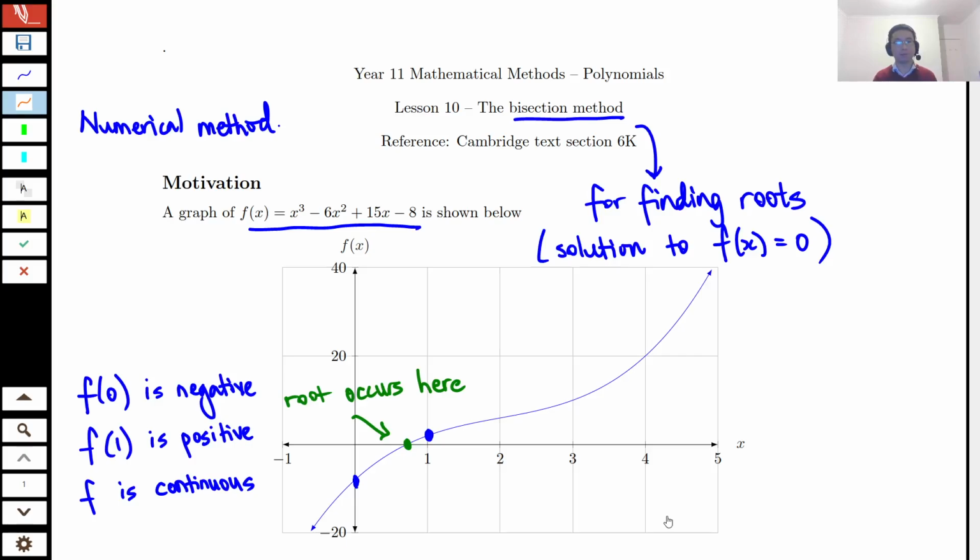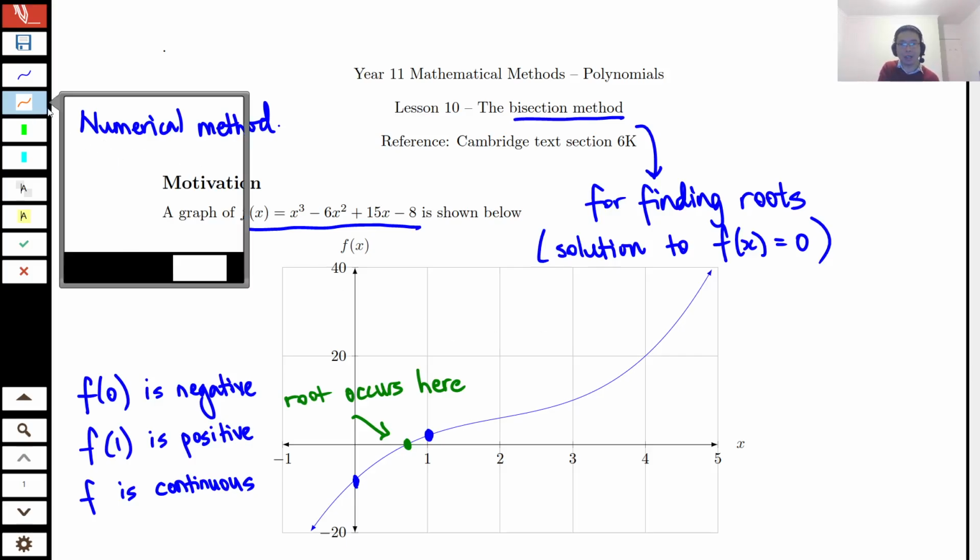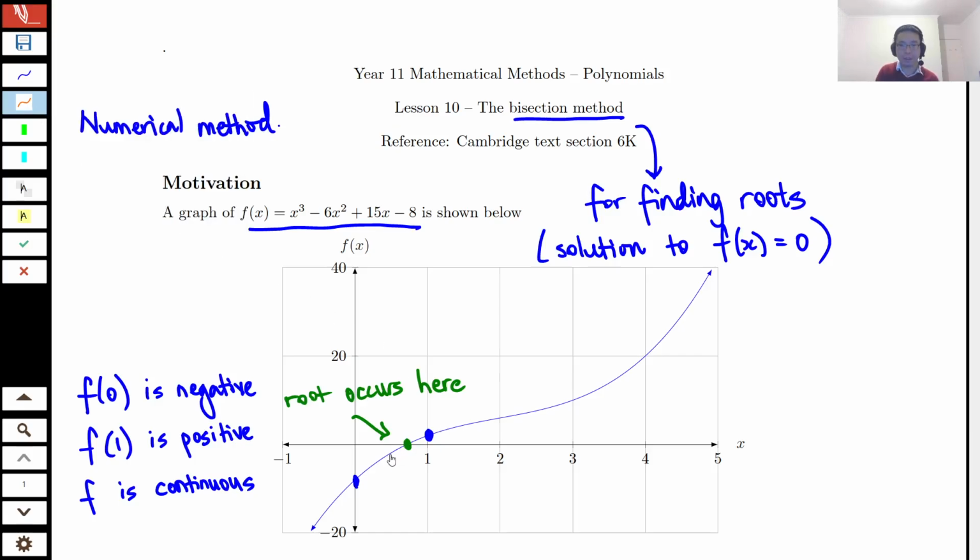Can we do better? Yes, we can. And the bisection method is perhaps the simplest strategy of bracketing a root. Now that I've found 2 x values, which include a root, all I'm going to do is halve that interval. So next I will check x equals a half. I don't know what that value is without the graph, but maybe I'll get a calculator out and find f of half. And then repeat the process.